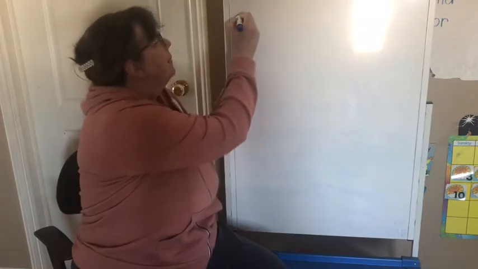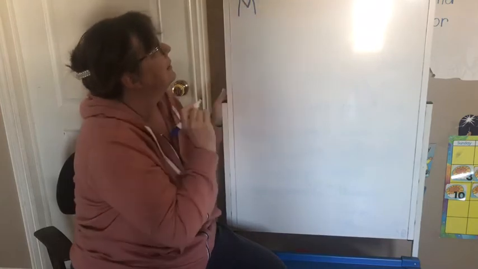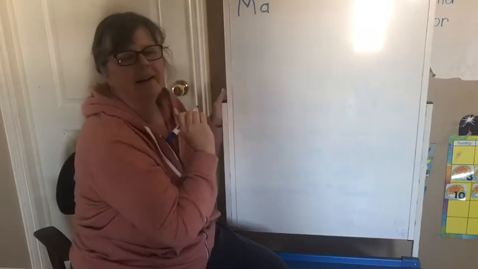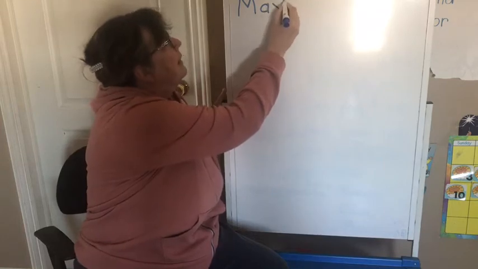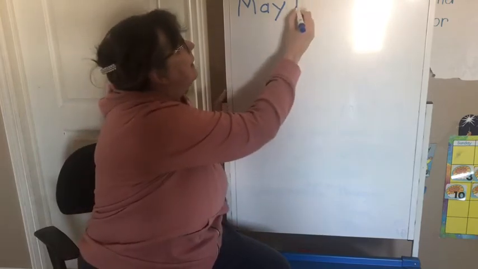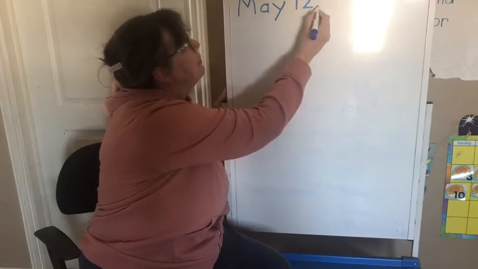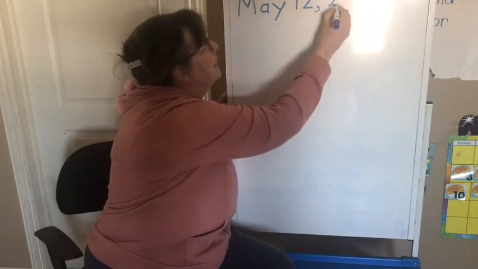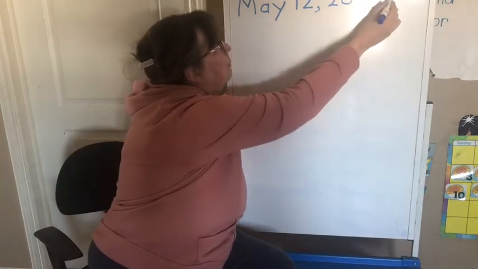When I make my M, I'm going to go up, down, then I make an A, circle, and a stick. Then I make my Y, which is one of our trickier letters. A little stick and a long stick. 12, a 1, and a 2 is around and back. Then I make my comma, dot, with a hook. And then 2020, 2, 0, 2, 0. Period. We're done.